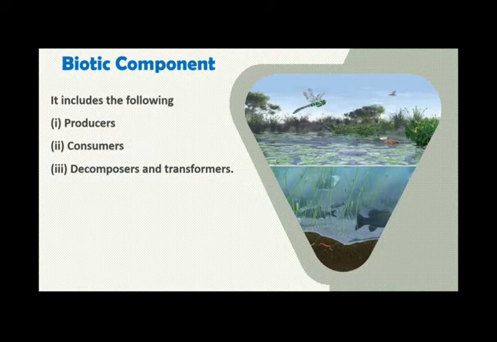The second is the biotic components. The biotic components include all the living components of the ecosystem. These biotic components are further classified into producers, consumers, decomposers, and transformers. On the basis of the water depth and types of vegetation and animals, there are three zones in a lake or a pond. They are the littoral, limnetic, and profundal.